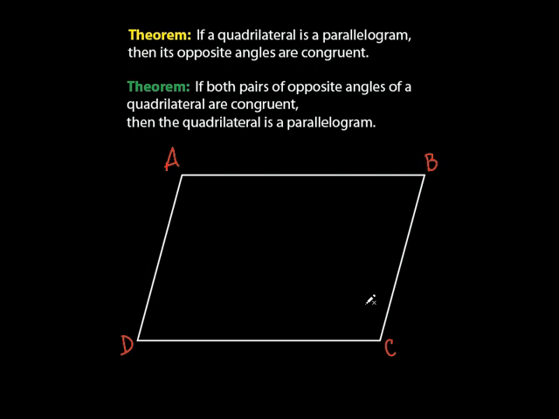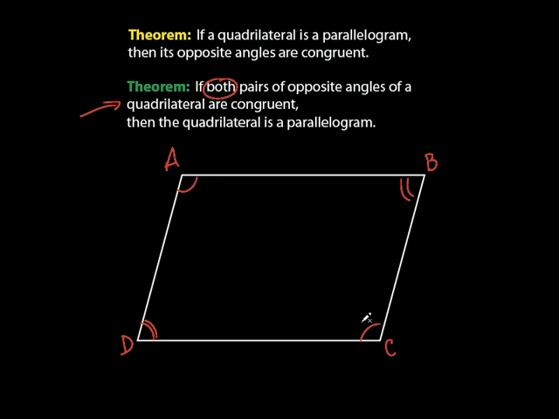But what if you don't know it's a parallelogram? What if they just give you some information? What if they tell you that A and C are equal to each other? And what if they tell you that D and B are equal to each other? Is that enough information to say this is a parallelogram? Well, according to this theorem, it is enough information because it says if both pairs of opposite angles of a quadrilateral are congruent. Are they?